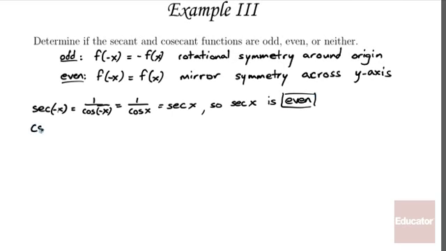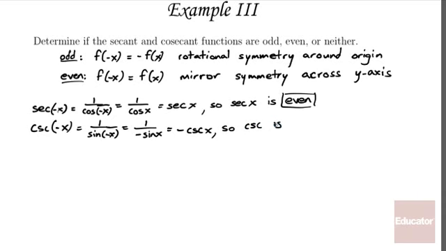Cosecant of x, well, cosecant of negative x, cosecant is 1 over sine, so that's 1 over sine of negative x. But sine's an odd function, so this is 1 over negative sine x, which is negative cosecant x. So cosecant is odd.